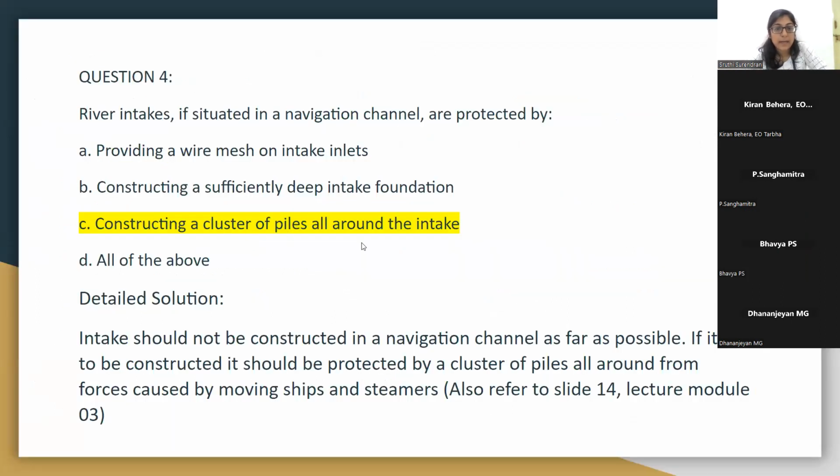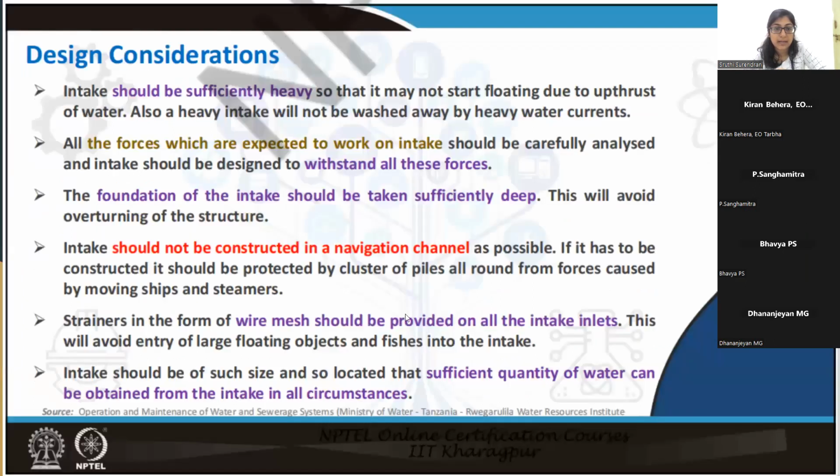Constructing a cluster of piles all around the intake is the necessary measure that has to be taken in a river intake if it is being constructed in a navigation channel. Generally, it is not constructed, but if it is to be constructed, a pile structure should be provided around the intake. If you refer to slide number 14, the details are there. This slide has the details of design considerations for an intake structure.